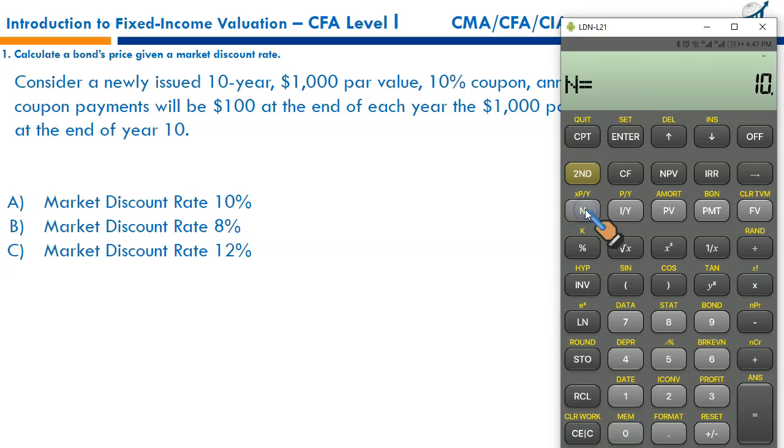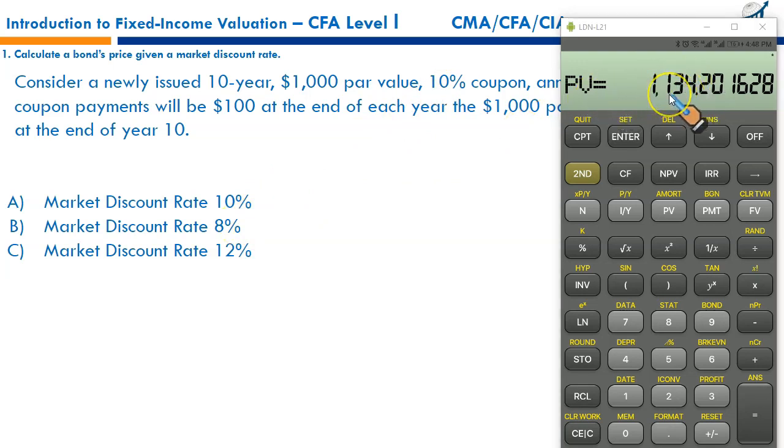10 periods. Now the interest rate relevant for discounting purpose is 8. The payment is 100 negative PMT. FV is 1000, and then press CPT PV. It's 1134.20. Now since your coupon is more than the yield to maturity or the relevant market discount rate, you are giving more interest than the market discount rate, so the bond will sell at a premium.